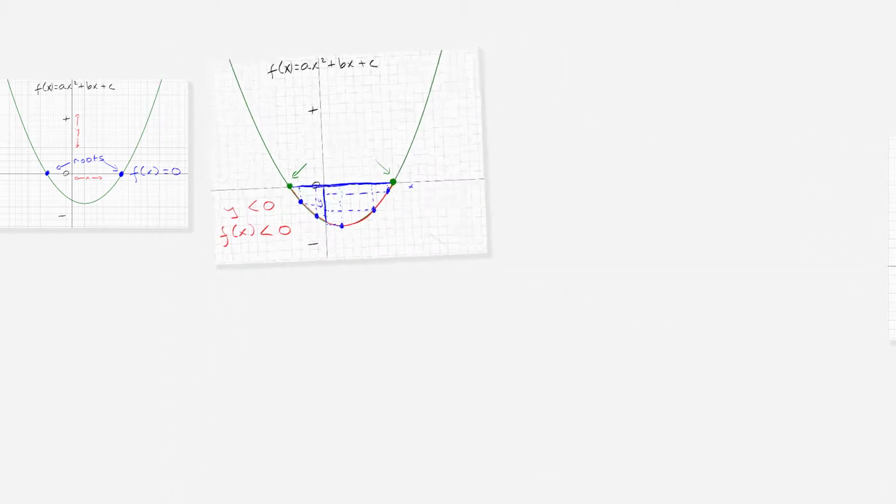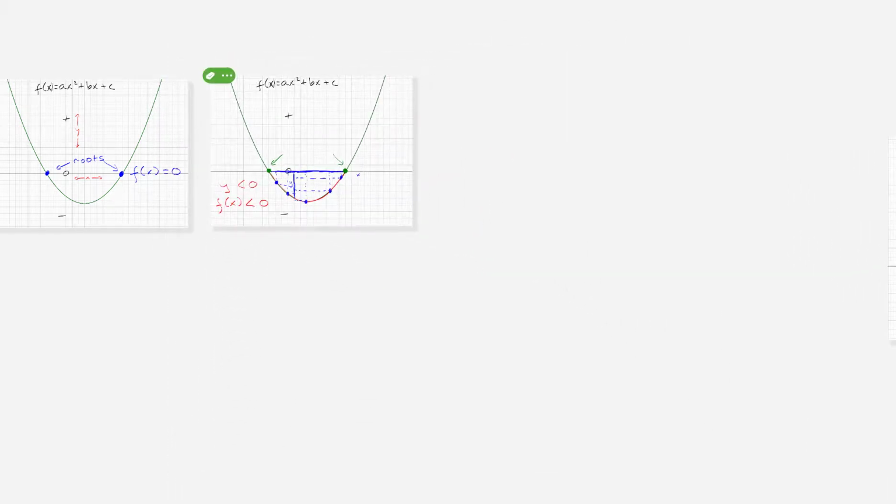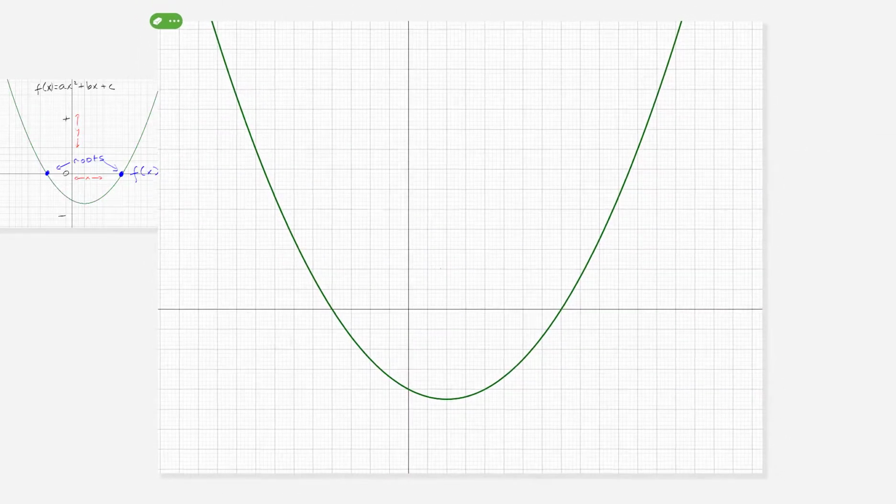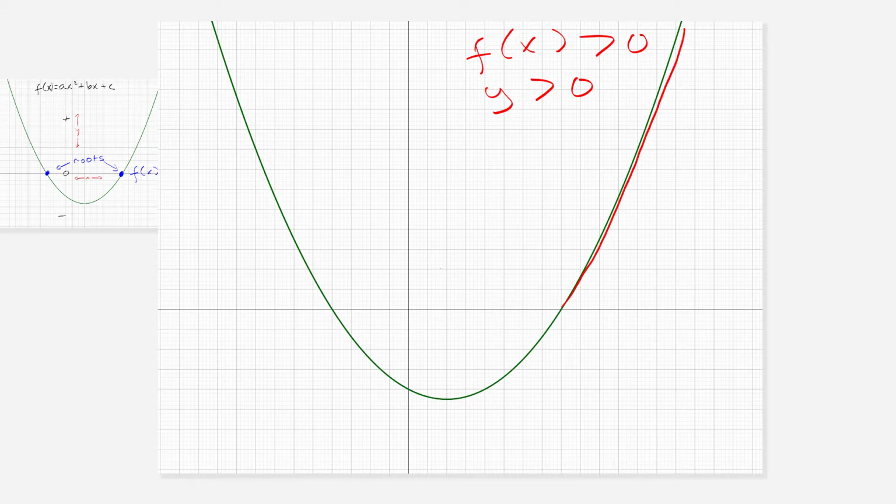And we can take this a little bit further again. Let's have a look at one more example here. So here's the same function again. Now we're interested in the part of the function that is greater than 0, in other words, the positive y values, where the output is greater than 0. That would be this part of the function here and this part of the function here. This is where the function is above the x-axis, greater than 0.